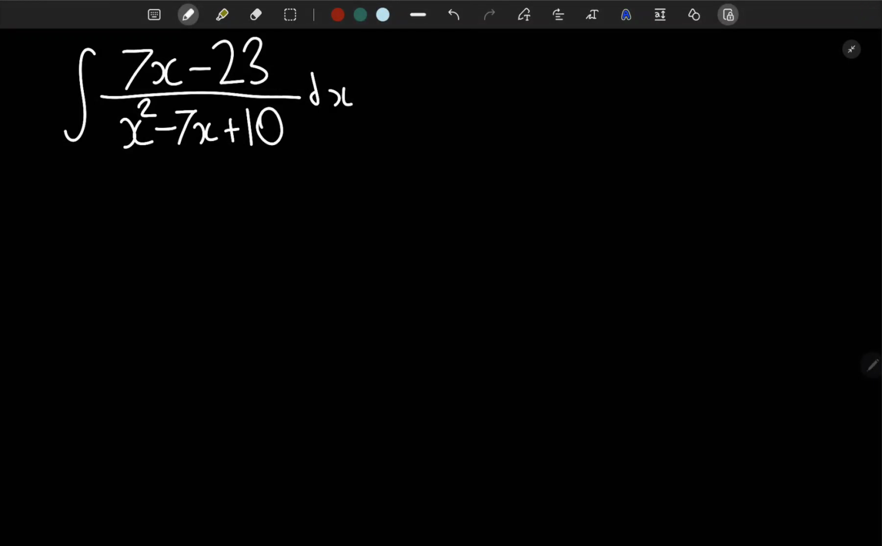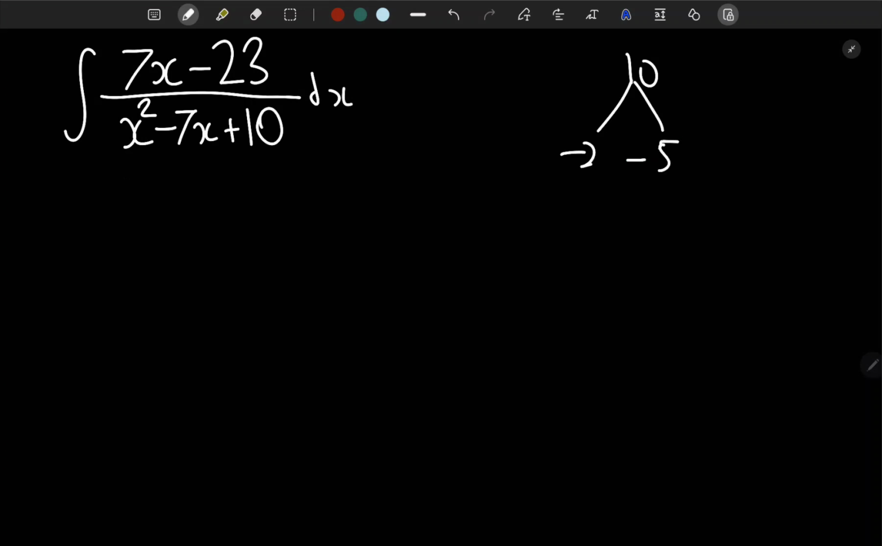So in this video, we will learn how to integrate partial fractions, and let's get started with this example. Here we have a fraction over a quadratic function. The first step is to factor this. What two numbers multiply to 10 and add up to minus 5? It's going to be minus 2 and minus 5.